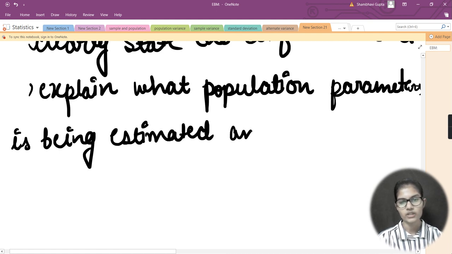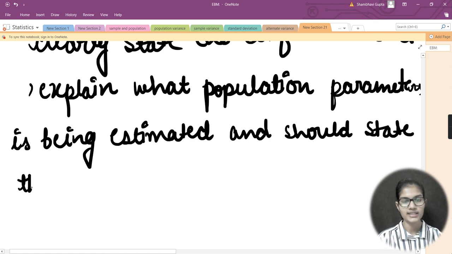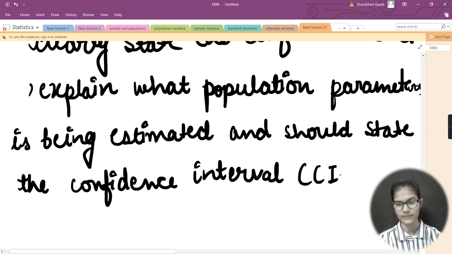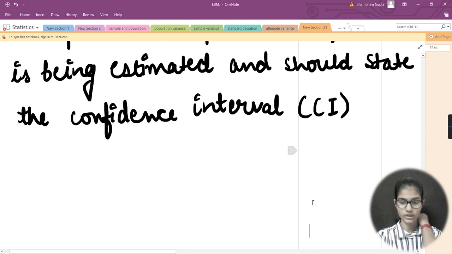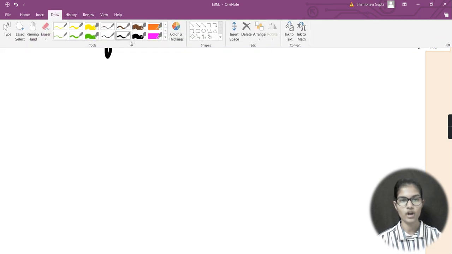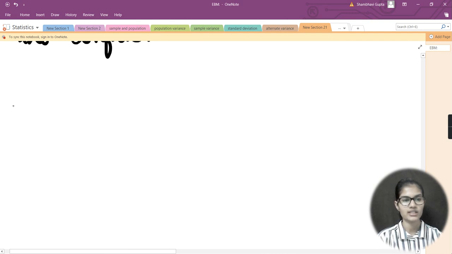And what about the last point? It should state the confidence interval. The first one was the confidence level, and now it should state the confidence interval, CI. So these are the things you should include in your interpretation. And if you want a proper format, I'm telling you that.